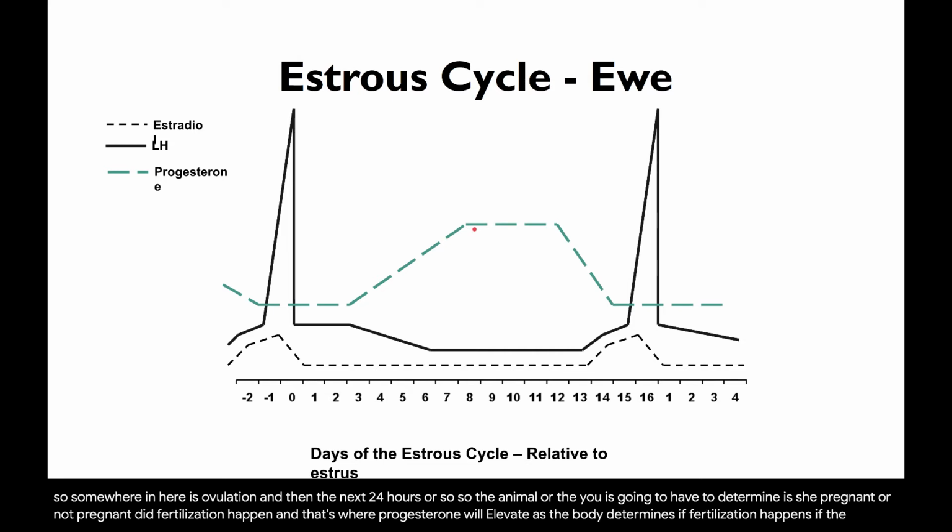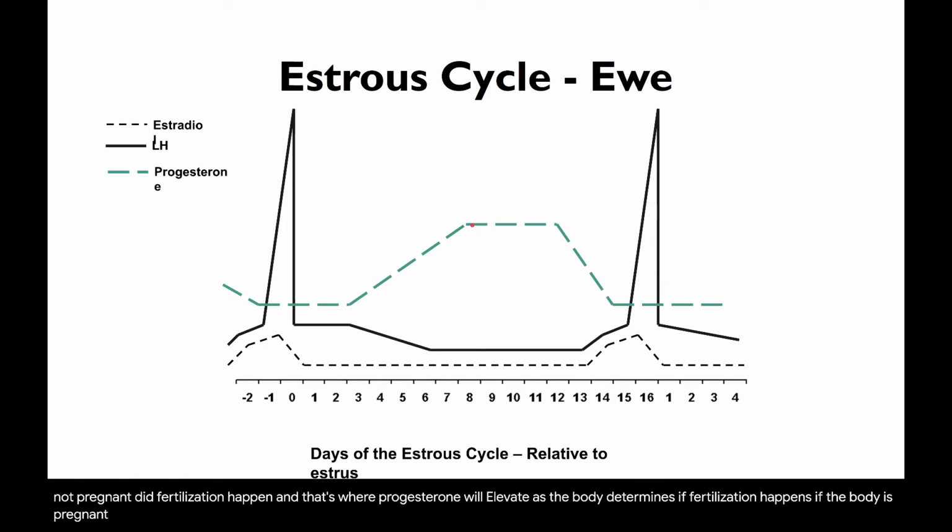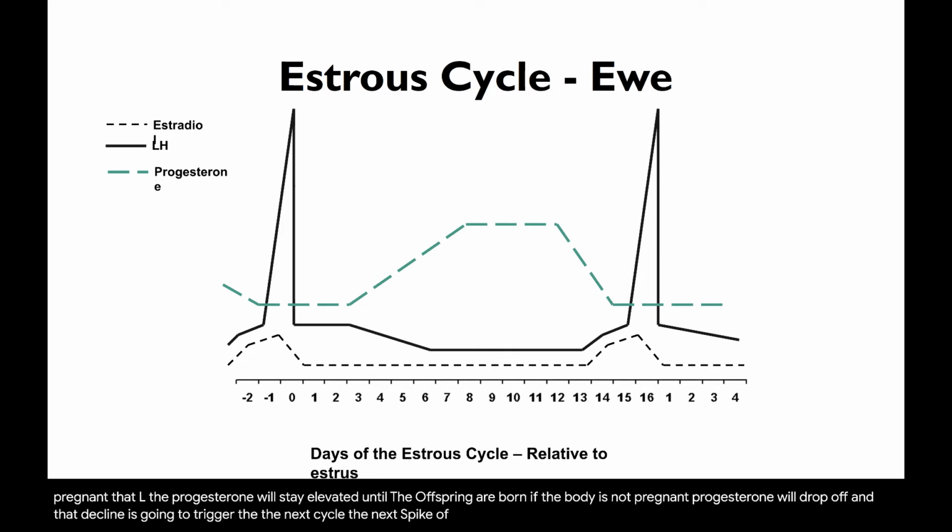If the body is pregnant, the progesterone will stay elevated until the offspring are born. If the body is not pregnant, progesterone will drop off, and that decline is going to trigger the next cycle, the next spike of estrogen, LH, and the next ovulation.